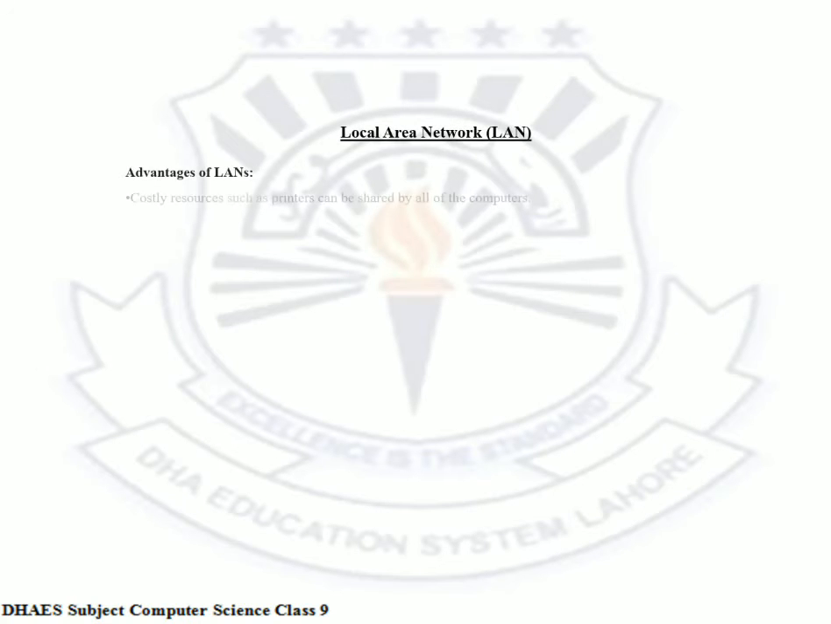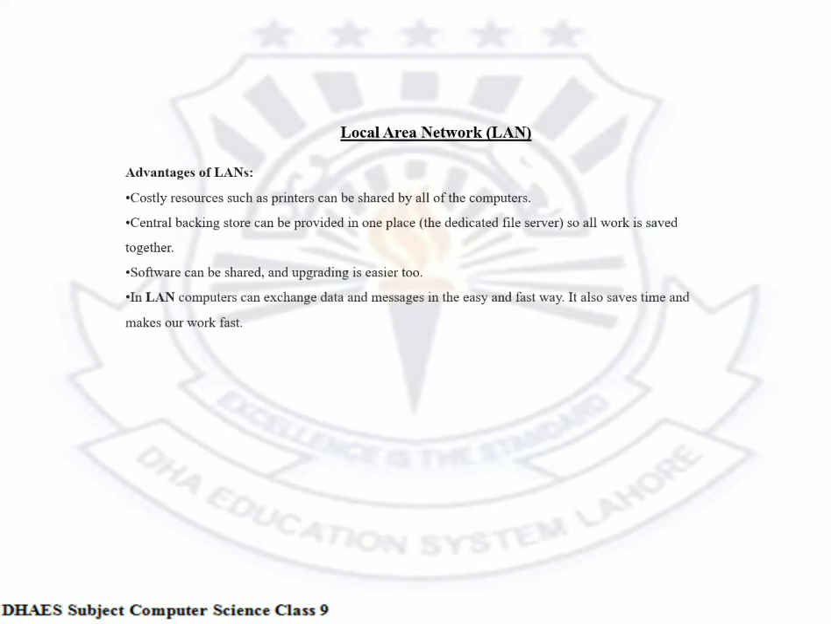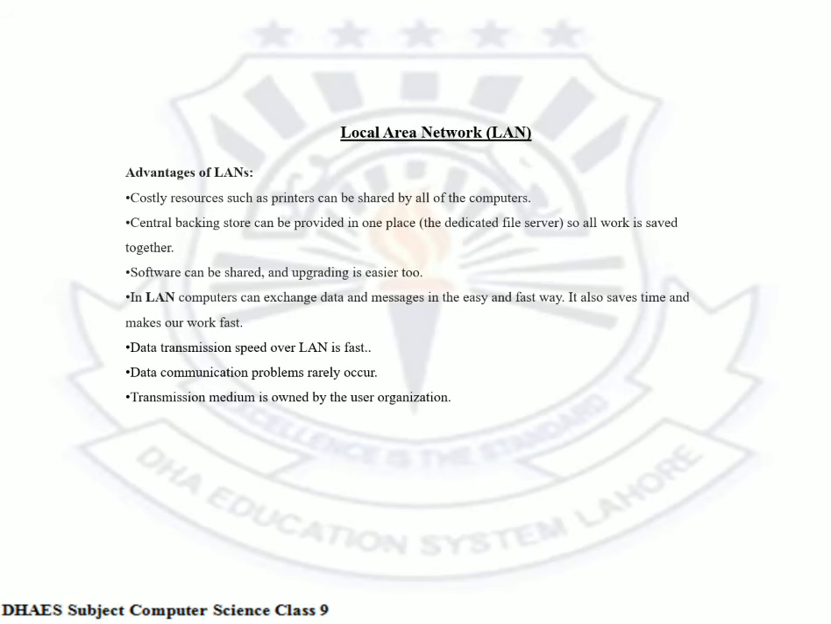Advantages of LANs. Costly resources such as printers can be shared by all the computers. Central backing store can be provided in one place. The dedicated file server, so all work is saved together. Software can be shared and upgrading is easier too. In a LAN, computers can exchange data and messages in an easy and fast way. It also saves time and makes our work fast. Data transmission speed over LAN is fast. Data communication problems rarely occur. Transmission medium is owned by the user organization.